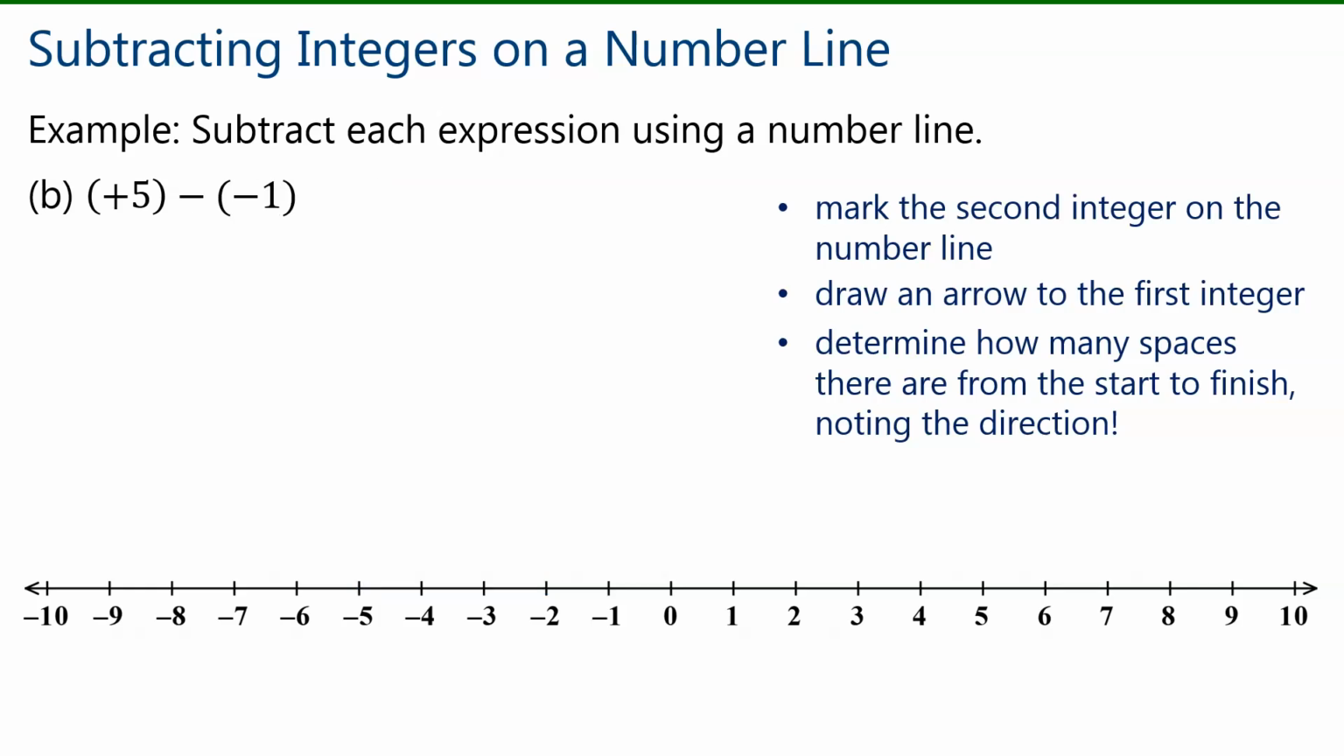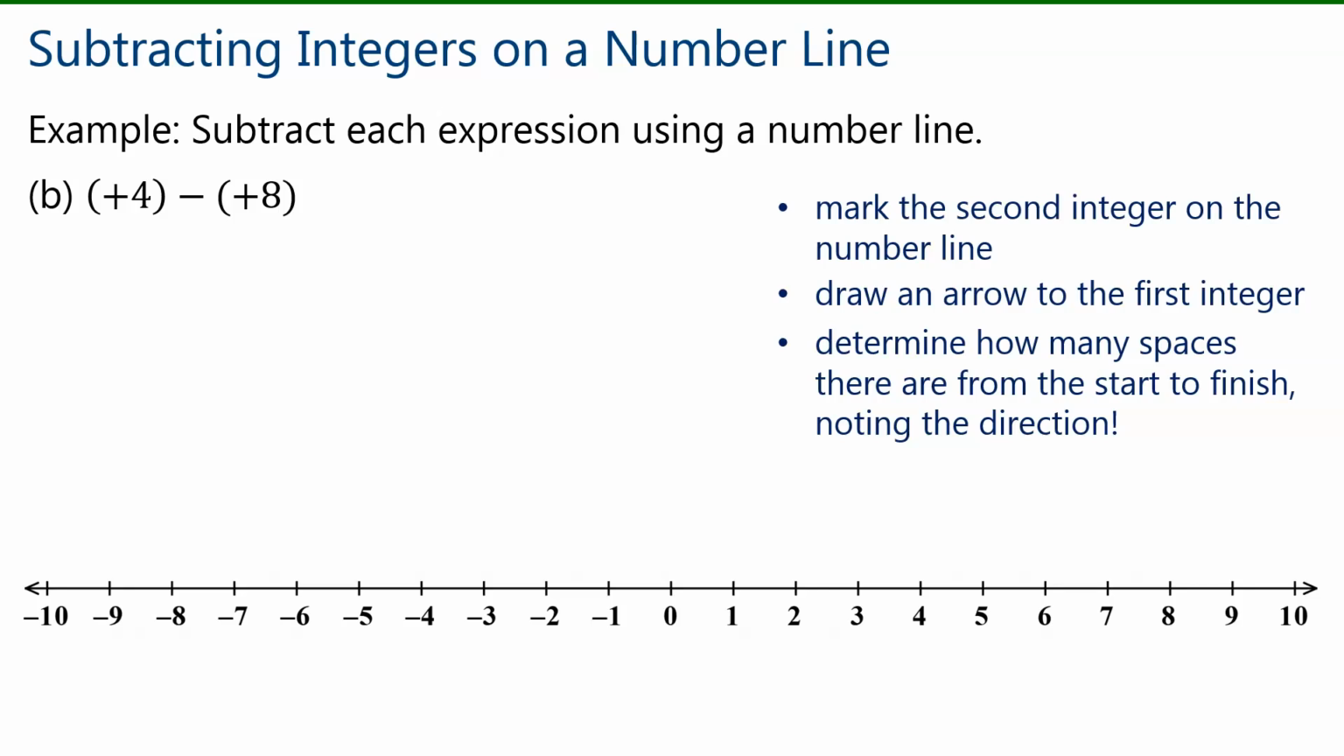So let's do that again. So we'll start by marking -1 on the number line. Then we'll draw an arrow to +5. And then I'll count how many spaces there are between -1 and +5. So I count 6 spaces, and because I moved to the right, I have an answer of +6.